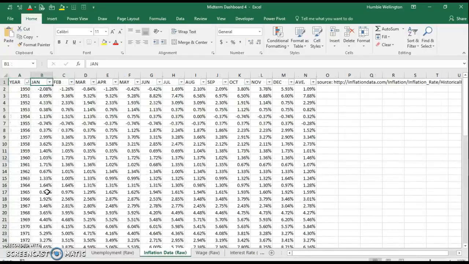Inflation. I pulled the inflation data from a site called inflationdata.com. Actually, no, this average already came computed, but I double checked it, and it ties to what it is for all the months in each year.